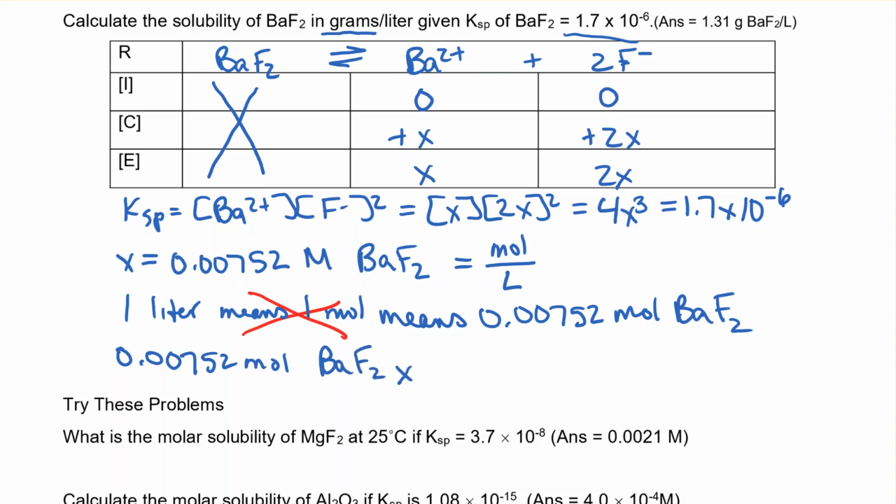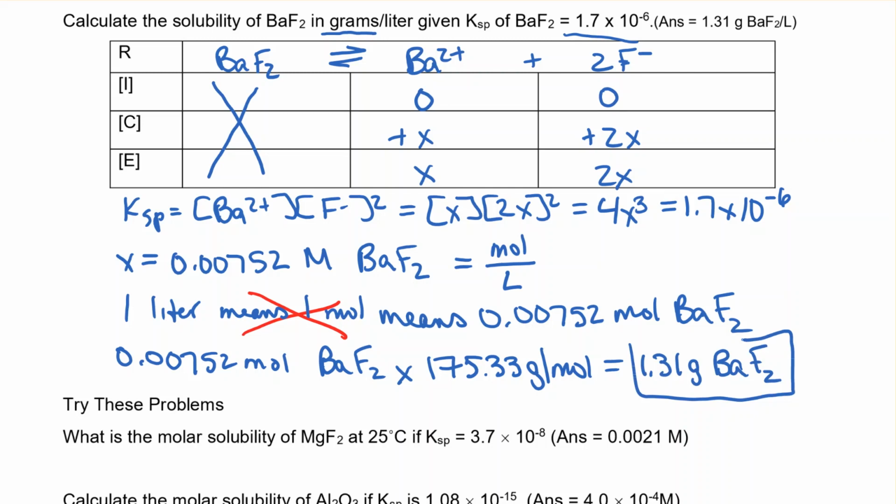We are going to multiply that by the molar mass of barium fluoride, which is 175.33 grams per mole. This means that we can dissolve 1.31 grams of barium fluoride in 1 liter of solution with no precipitate. If we try to put in any additional barium fluoride, we will see a precipitate.